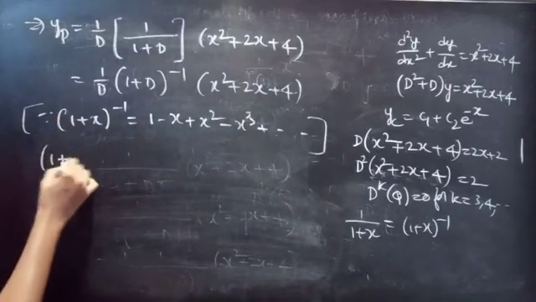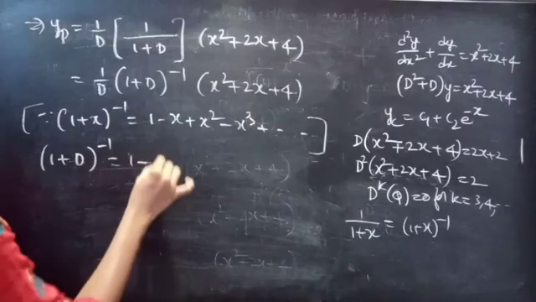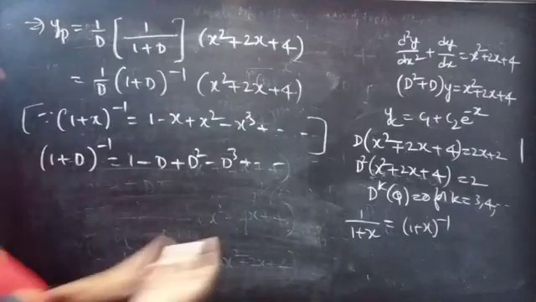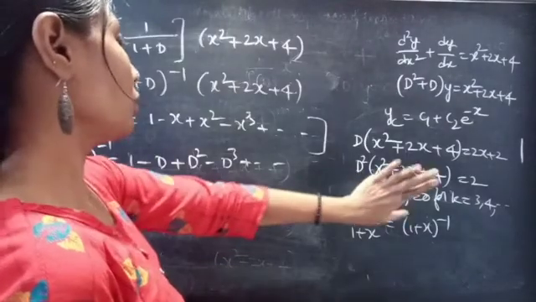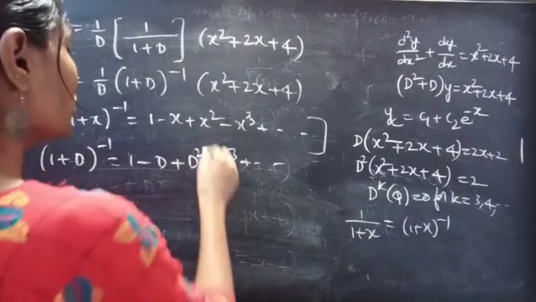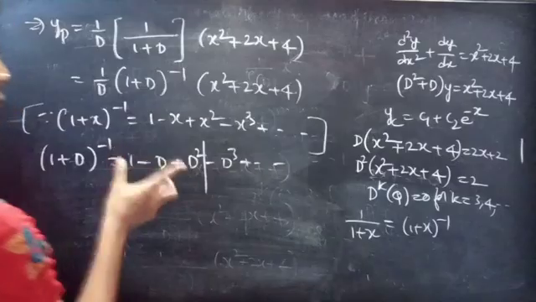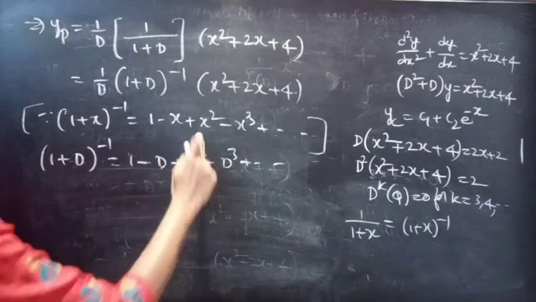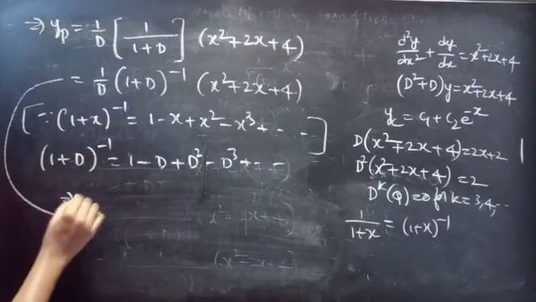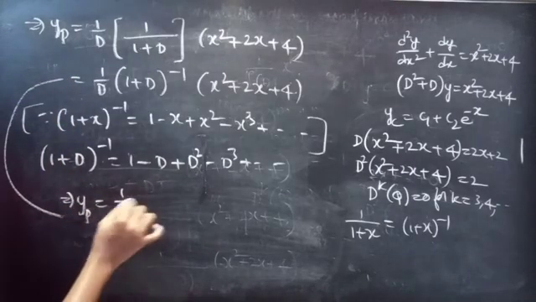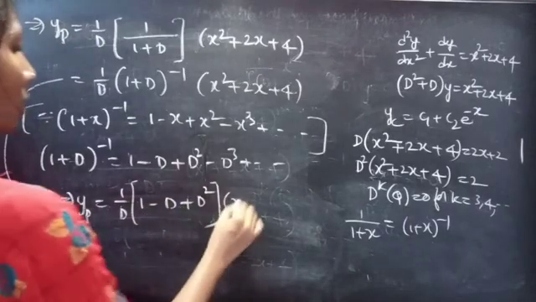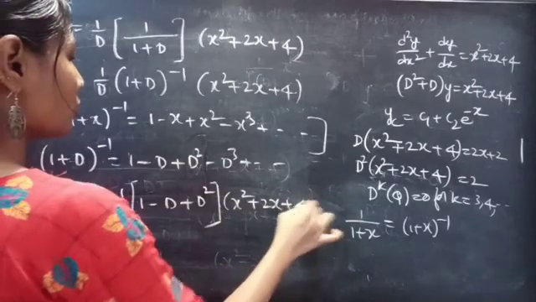Now let's expand 1 plus d whole inverse, which is equal to 1 minus d plus d square minus d cube and so on. Now we know that till d square we will get values, right? So we can neglect higher order terms from cube, right? So we'll use the formula till the first 3 terms. Now this becomes yp equals 1 by d into 1 minus d plus d square of x square plus 2x plus 4.